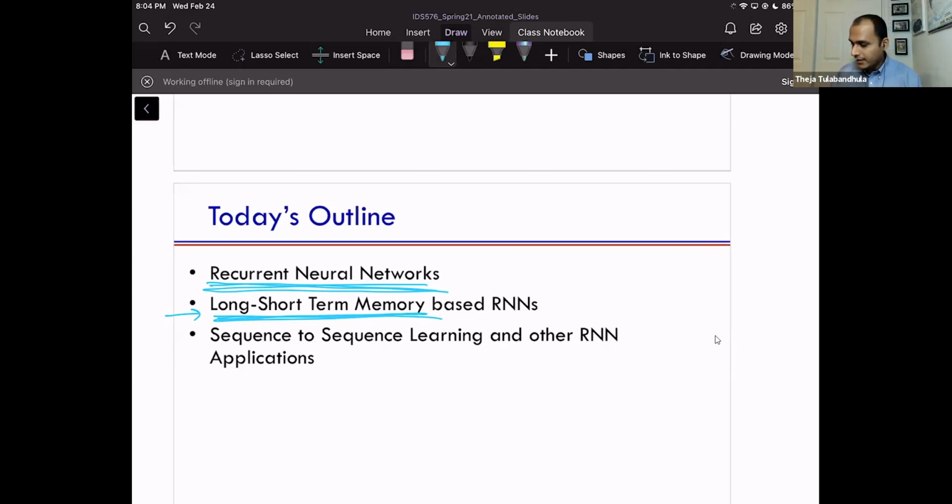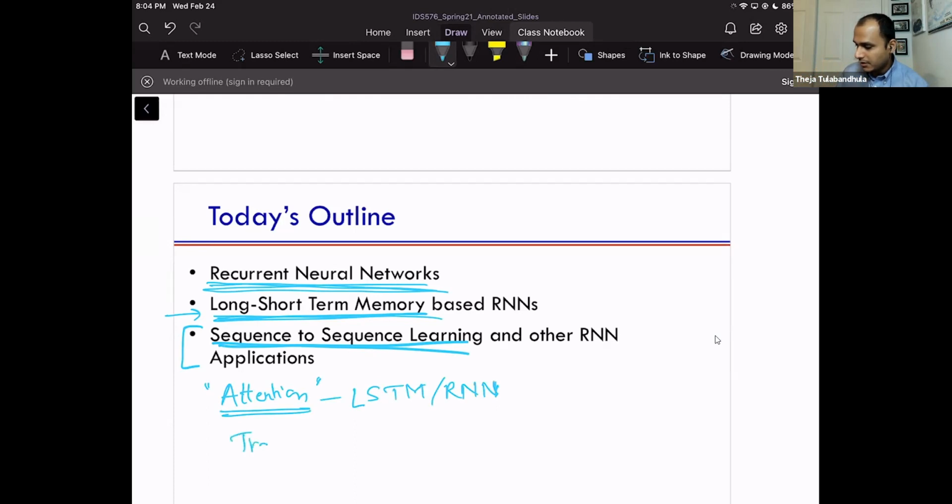Along the way, we're going to talk about what types of problems can be solved using recurrent neural networks. And hopefully next time we're going to talk about something not listed here, called attention. It's a word which means many different things for many different folks, but in deep learning there are a couple of instantiations of something called attention. One of them we'll look at when we talk about LSTMs, or in general RNNs. And in the next class, hopefully we'll talk about transformers.